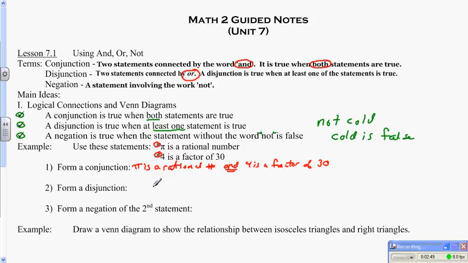A disjunction would be to basically make the same statement but replace the word and with the word or. So pi is a rational number, or 4 is a factor of 30.